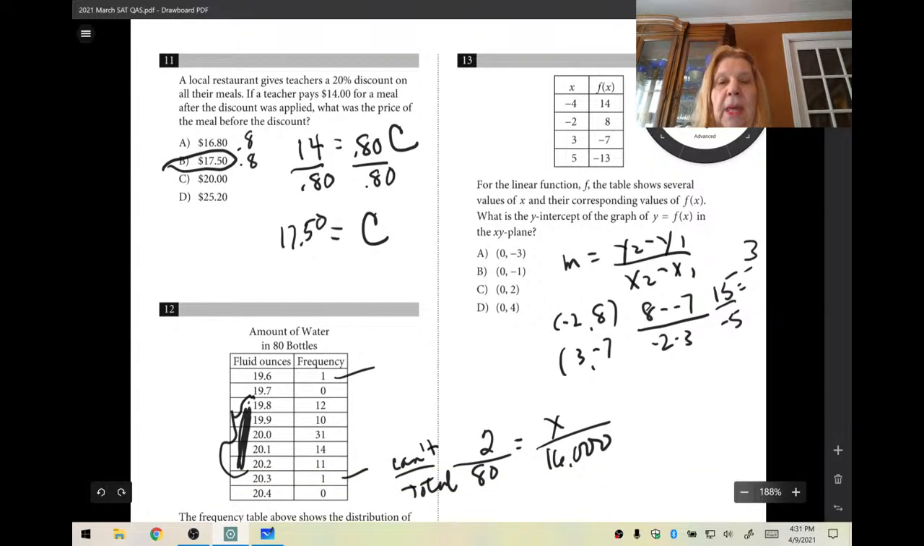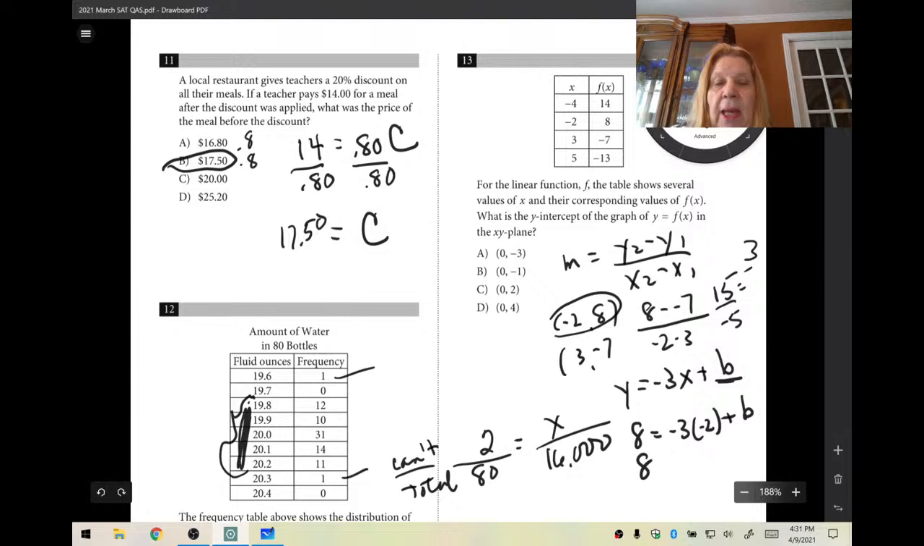So to get the b value, we know we have y equals negative 3x plus b. We're trying to get the b. So we put 8 in for y. So 8 equals 6 plus b. So b is going to be 2. Thank you, College Board, for 10 points.